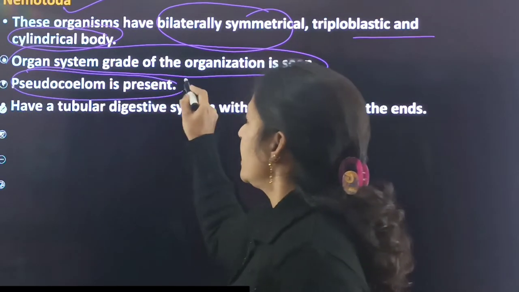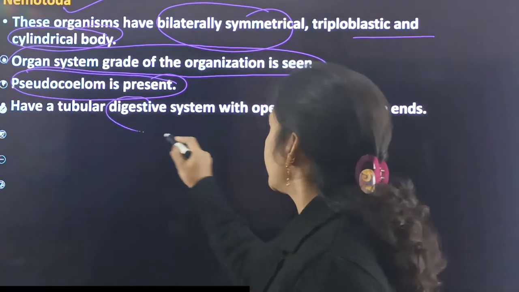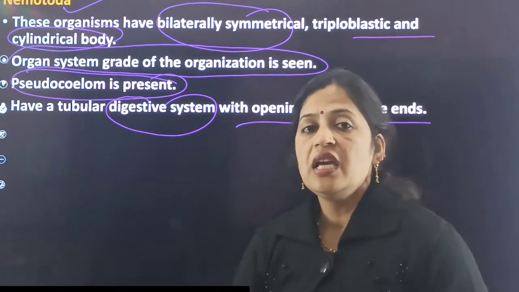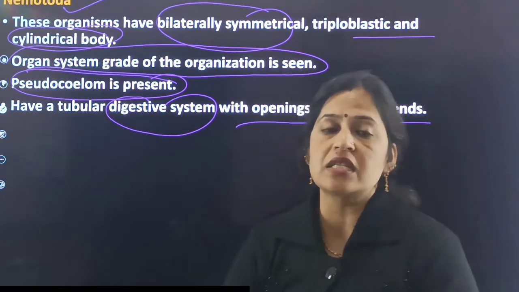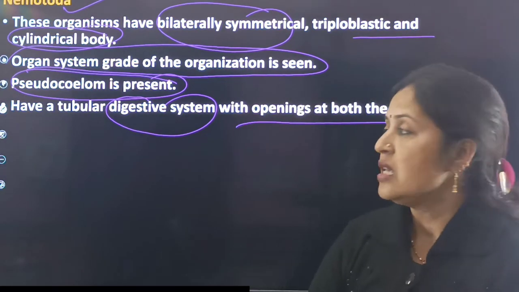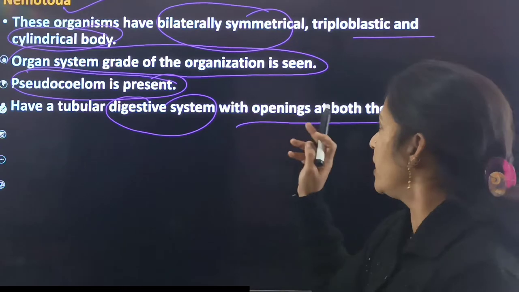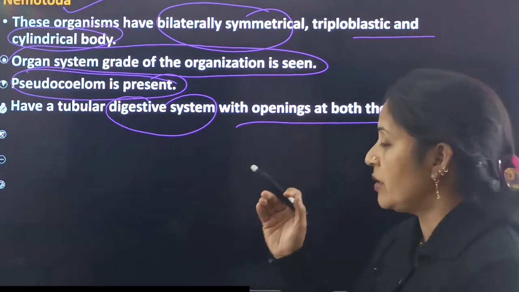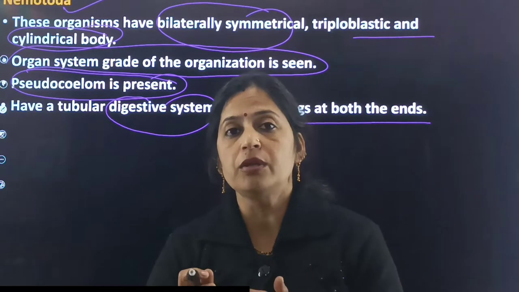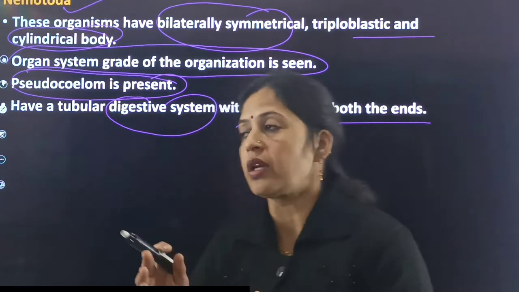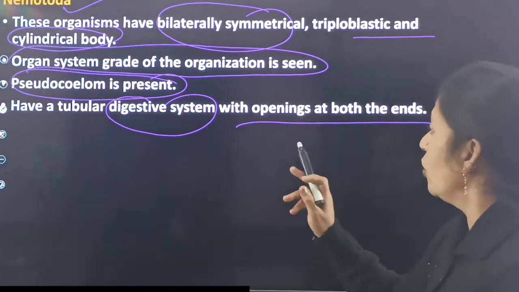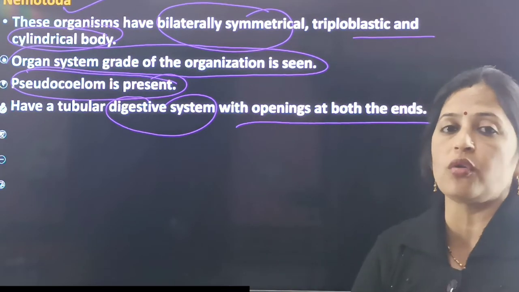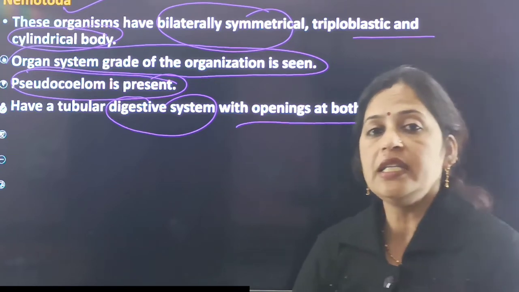Pseudocoelom is present. They have a tubular digestive system with openings at both the ends. They have a special type of digestive system, that is a tubular digestive system, and both openings, that means openings at both the ends, are present in the case of the nematodes.